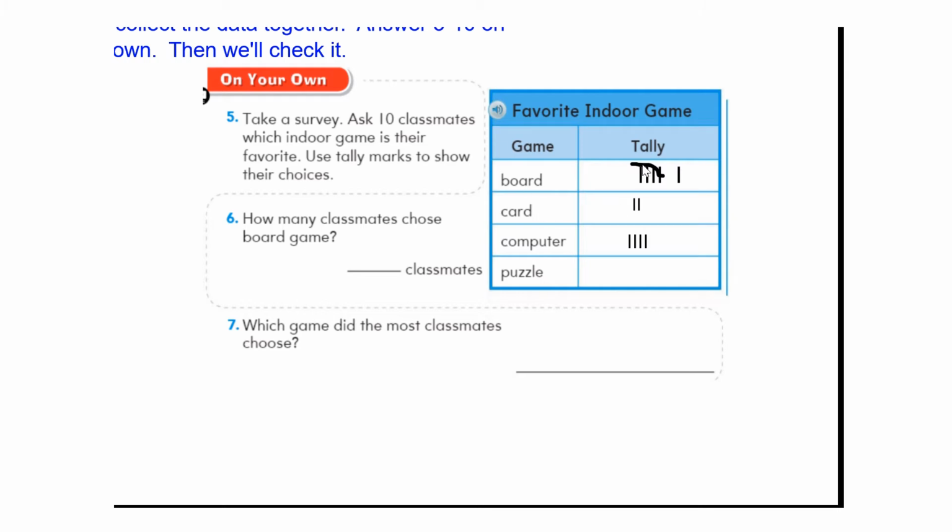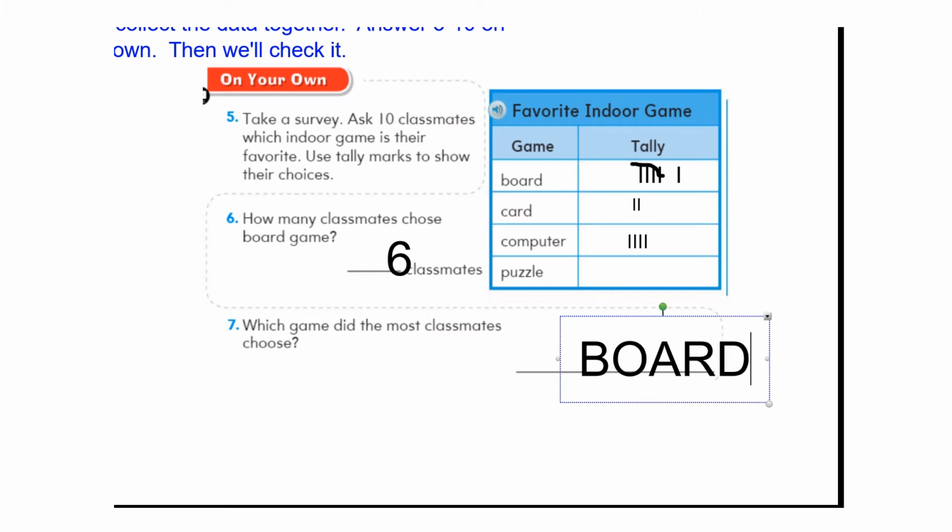But anyway, how many classmates chose board games? Well, we had 5. We know that because it has a slash through there to make a bundle, and 1 more, which makes 6. And then it says which game did the most classmates choose? It would be board games. You can see that.